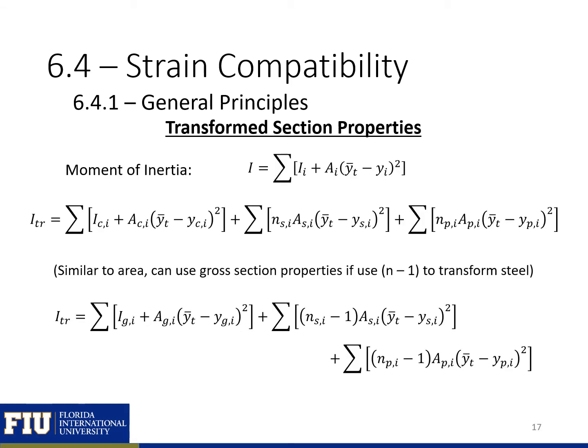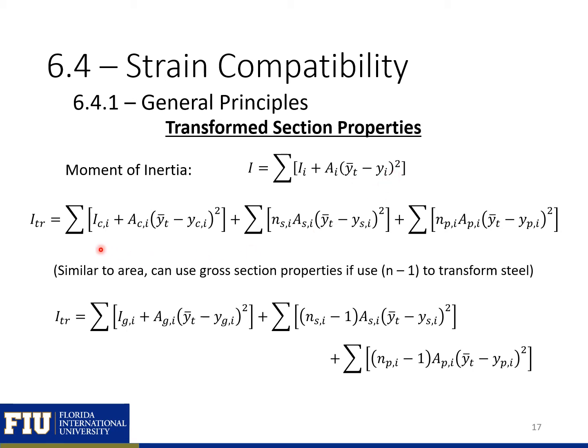Now that we have the transformed area and transformed centroid of the section, we can calculate the transformed moment of inertia for the section. We'll use the parallel axis theorem. So our transformed moment of inertia is going to be equal to the moment of inertia of each of our components plus the area of the component times the distance between the centroid of the overall transformed section and the centroid of that component squared.